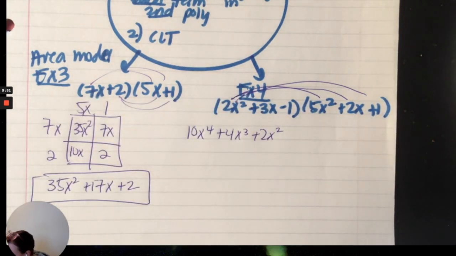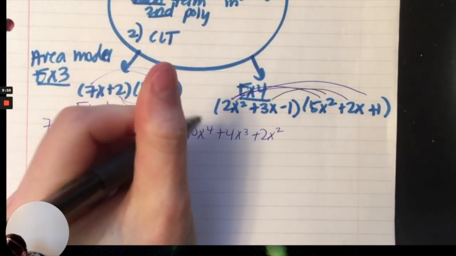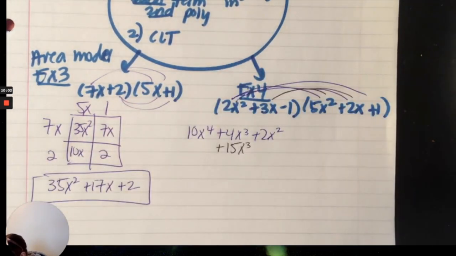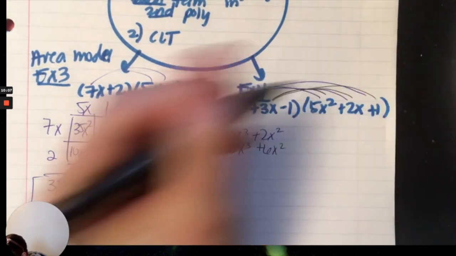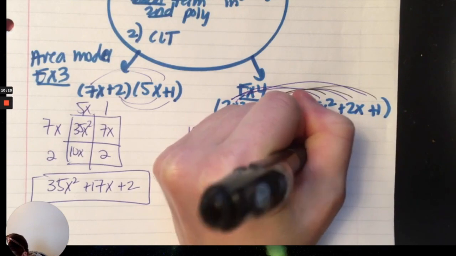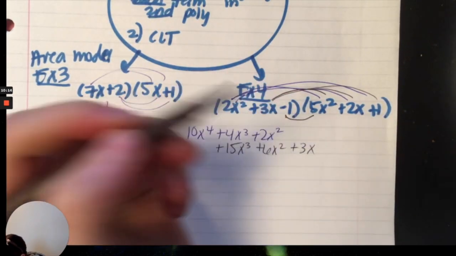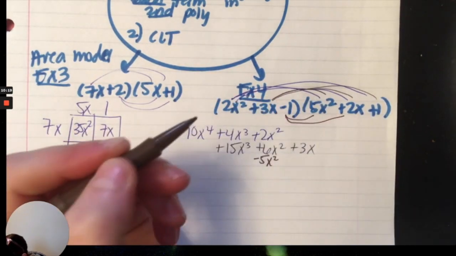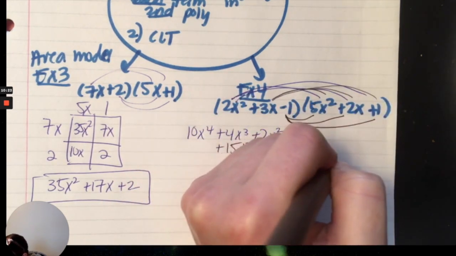All right, I'm going to do black next. Make sure it's working. There we go. 3x times 5x squared, which would be positive 15x cubed. 3x times 2x is 6x squared. 3x times 1 is just 3x. And now for brown, negative 1 times 5x squared is negative 5x squared. Negative 1 times 2x is 2x. Negative 1 times 1 is a negative 1.